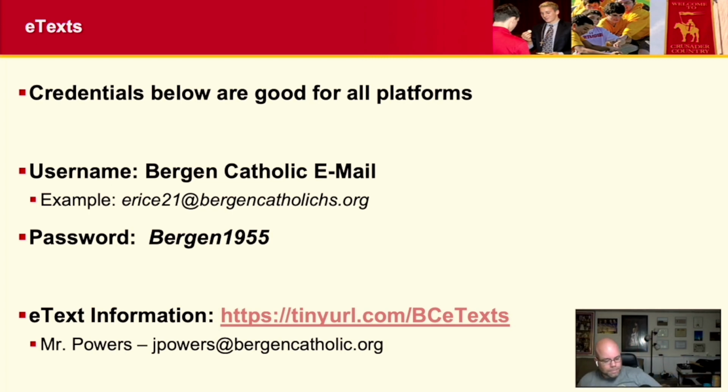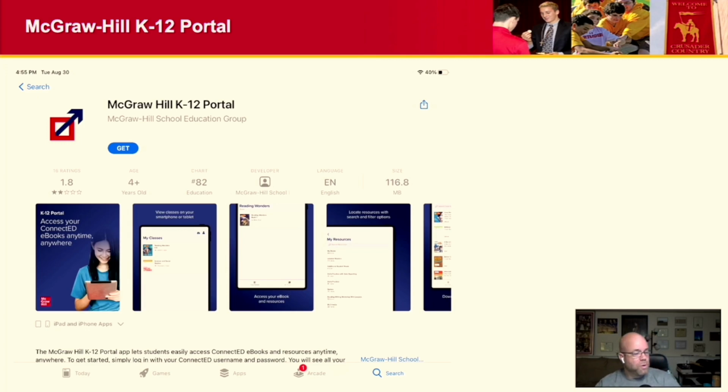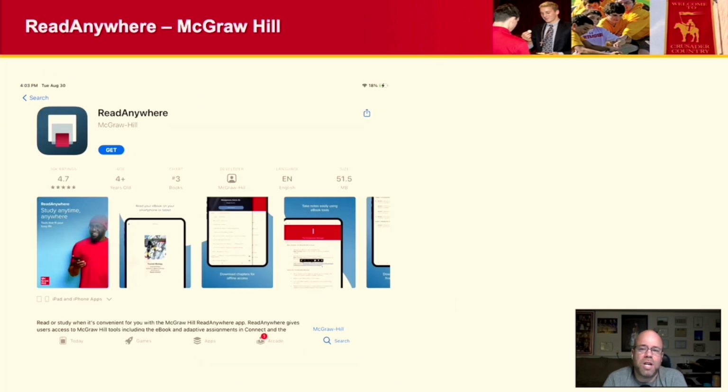Let's see. So the couple of apps that you'll need for your iPad for books, and depending, some teachers might use the laptop to access the book online. It depends on what book. But McGraw-Hill K-12 is one of the ones we use the most. So the McGraw K-12 app is one you'll need. You'll also need Read Anywhere by McGraw-Hill. Two different apps depending on the book that you're using.